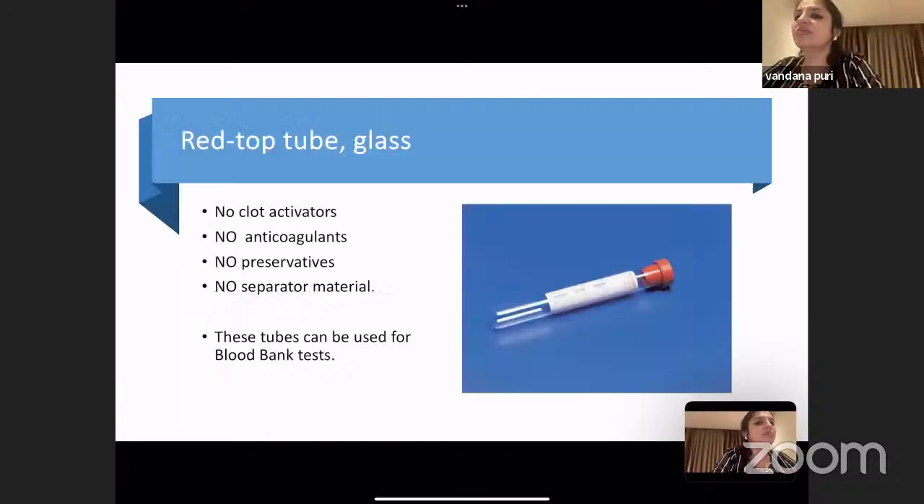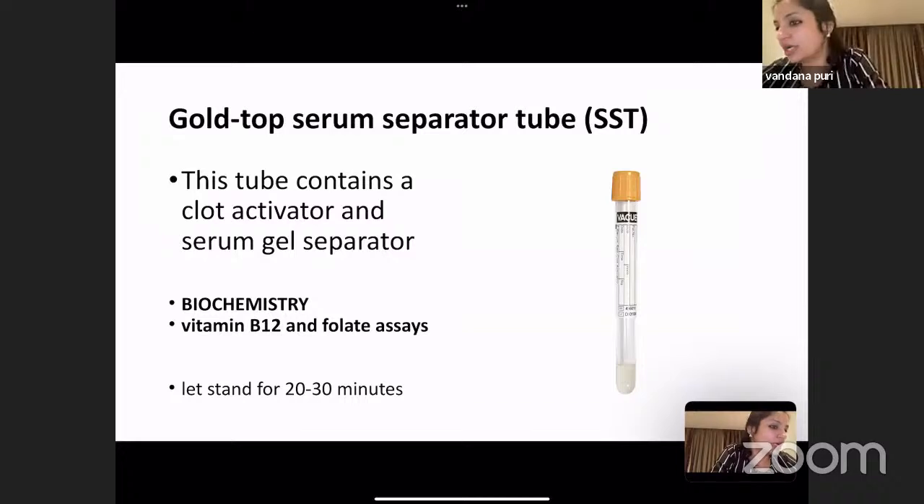So therefore they came up with a solution called the golden top tube. Okay, so this was the golden top tube, and it again has a gel separator. That is why this is called a serum separator tube. So this is also called a serum separator tube. Please remember, they can give you a question like that.